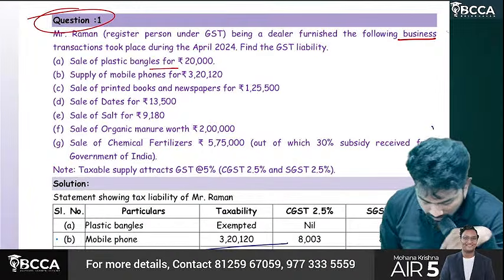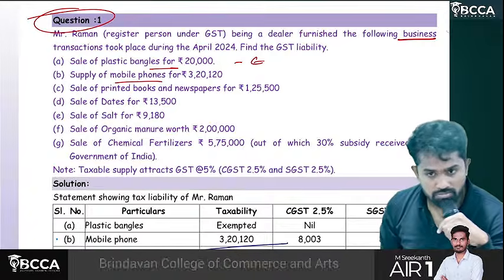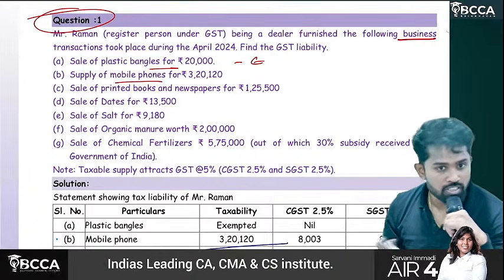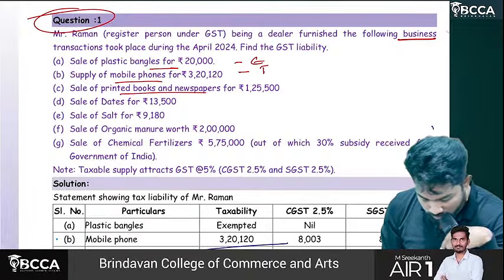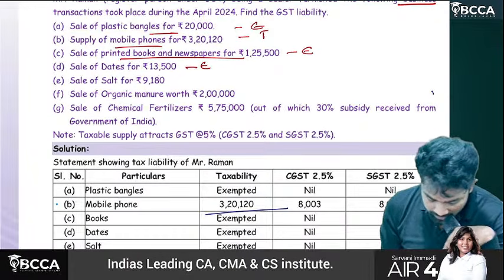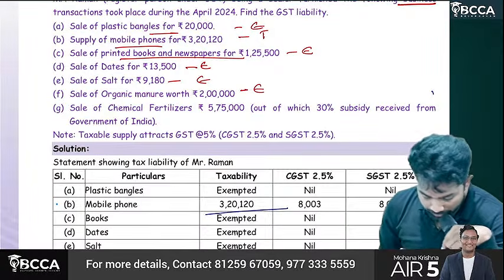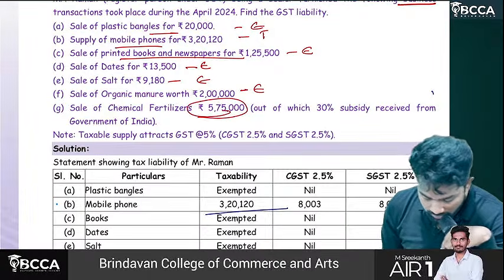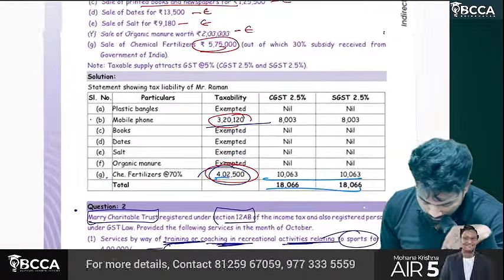Sale of plastic bangles, sir, it is exempted. Supply of mobile phones, when you purchase a mobile phone there will be GST, so there is no exemption, taxable. Sale of printed books and newspapers, exempted. Sale of dates, exempted. Salt also exempted. Organic manure also exempted, whereas chemical fertilizers are taxable. So only chemical fertilizers and mobile phones are taxable.